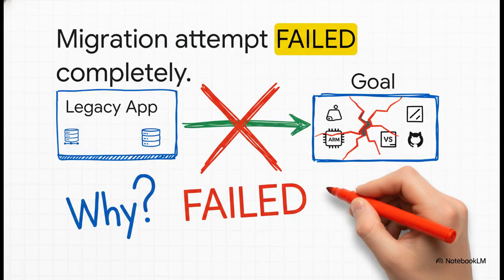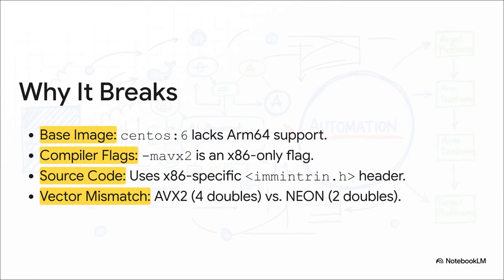But when you actually try to do the simple thing, just rebuild it and run it, you get this. I'm literally drawing a giant red X right through our diagram. Migration failed. The question is, why? And here's the thing. This isn't just one bug. The failure is happening at every single layer of the stack.